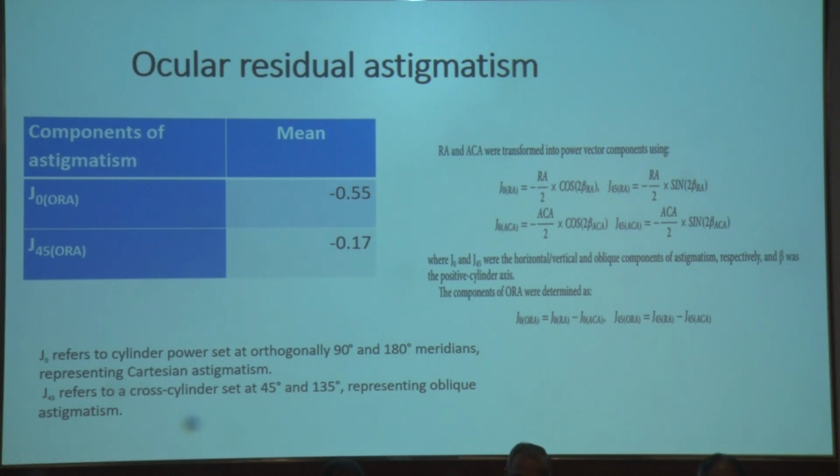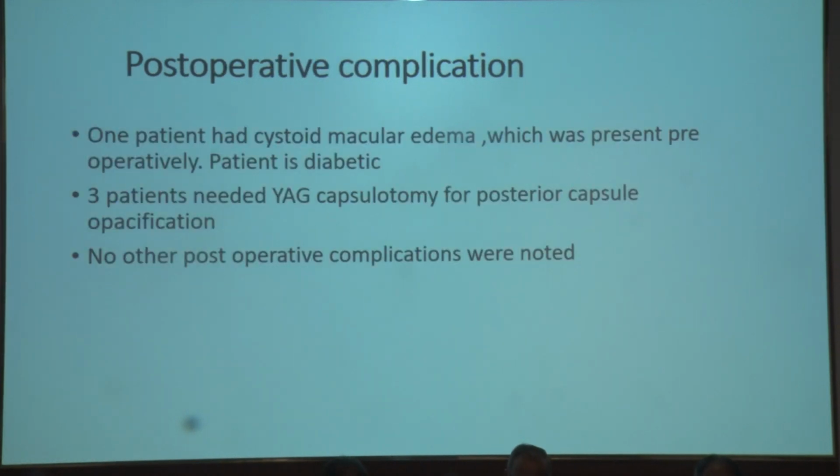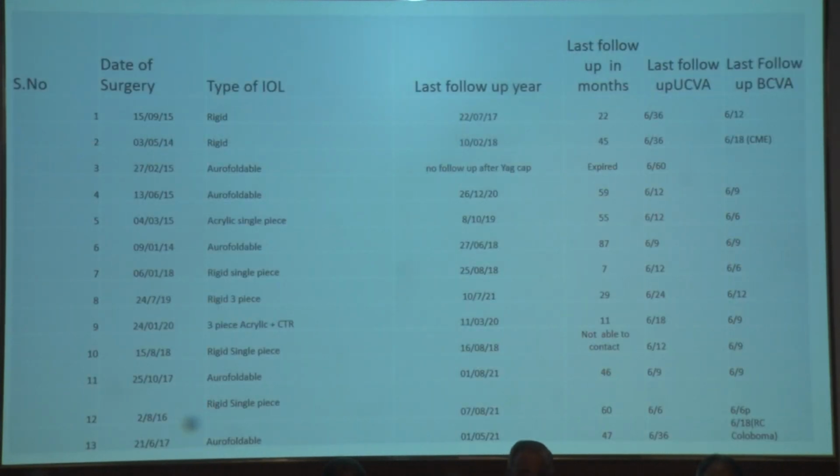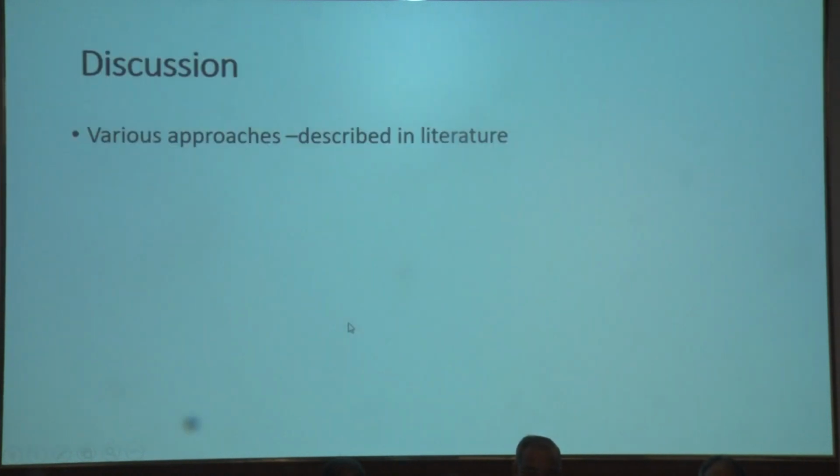Ocular residual astigmatism was calculated in terms of J0 and J45. In both the axes it was minus 0.55 and minus 0.17 respectively, indicating there is no major astigmatism due to the IOL per se. As postoperative complications, one patient had cystoid macular edema, but it was present pre-operatively, before scleral fixation, and 3 patients needed AIOC capsulotomy. This is the profile of the patients, where we can see multiple different types of IOL: rigid, hydrophilic, hydrophobic, and some with CTR.